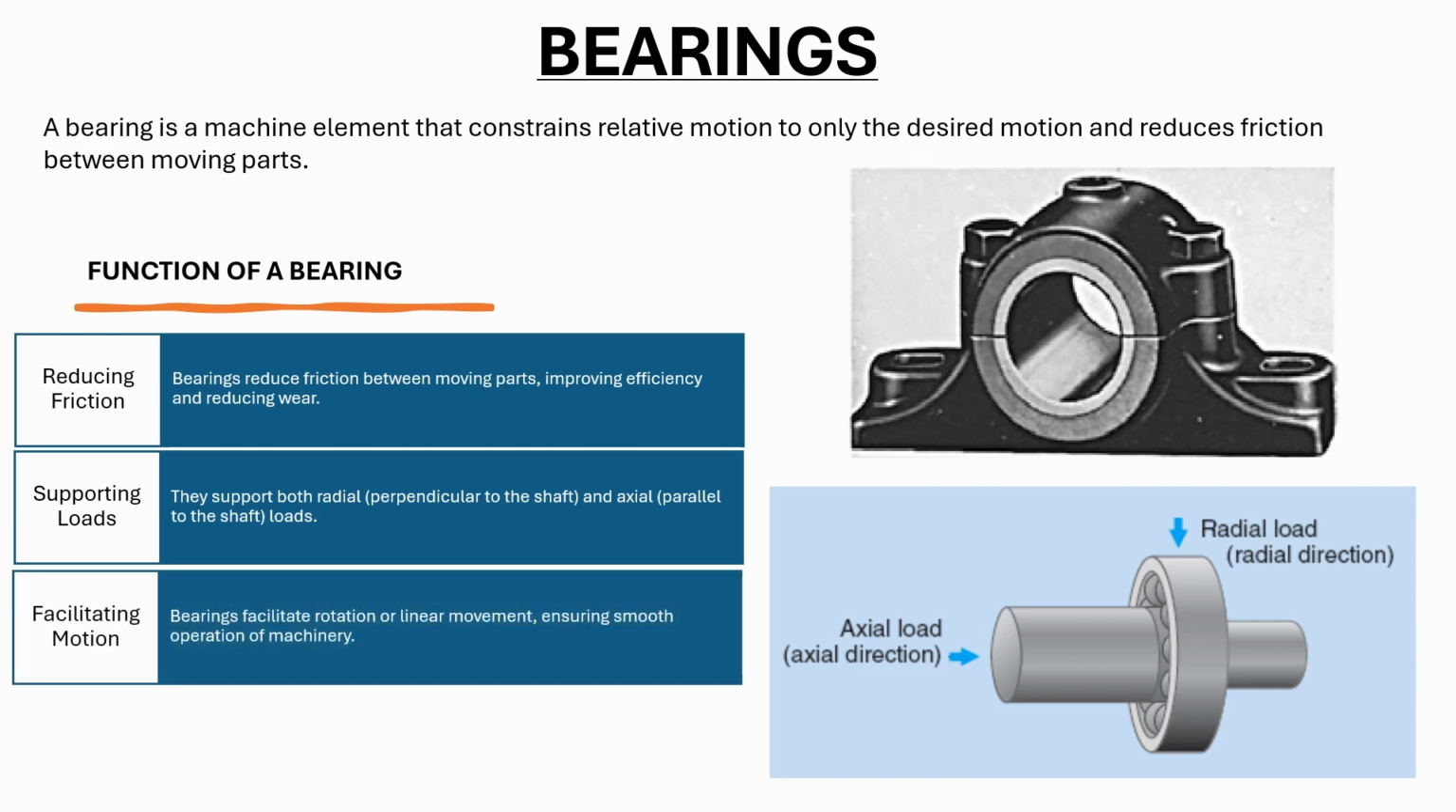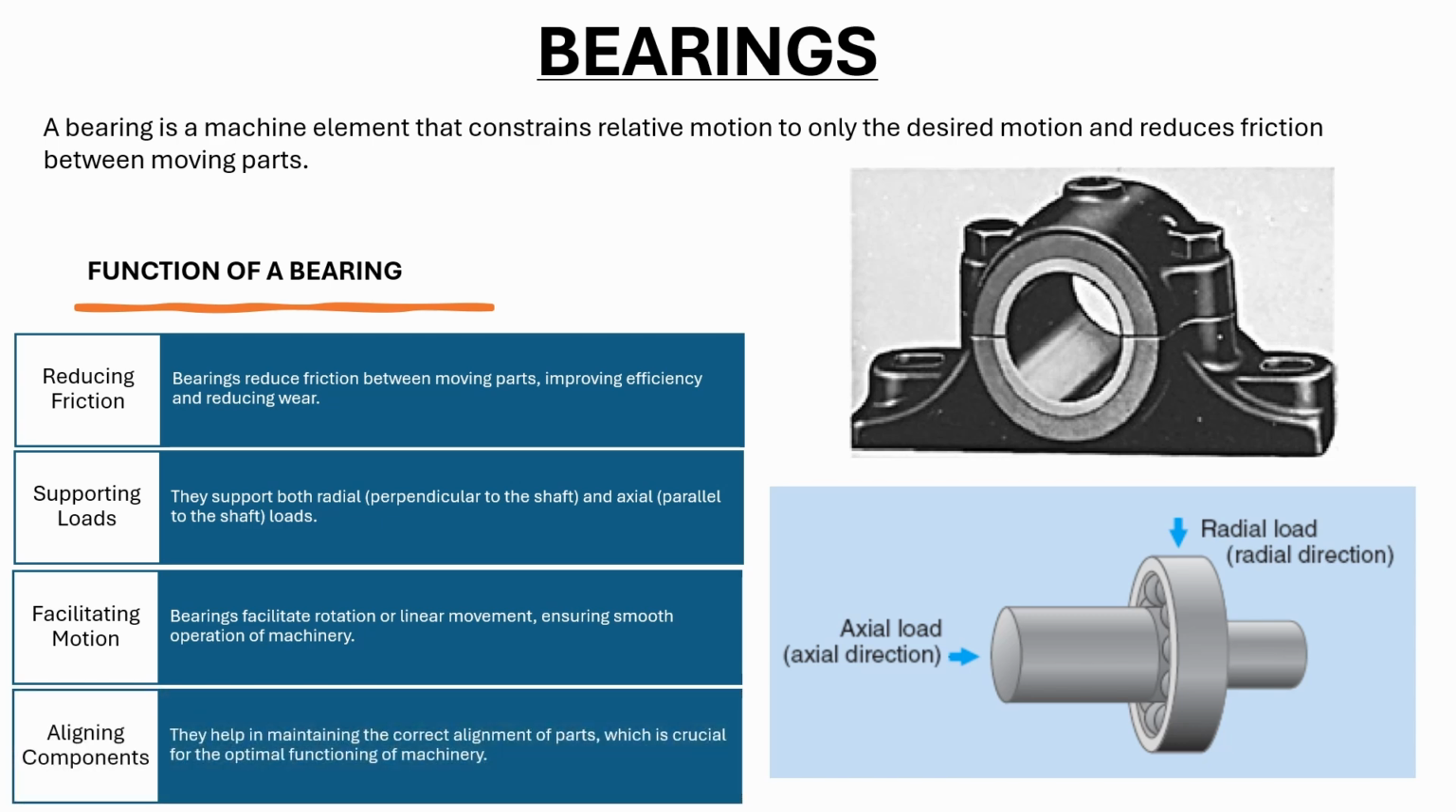3. Facilitating motion. Bearings facilitate rotation or linear movement, ensuring smooth operation of machinery. 4. Aligning components. They help in maintaining the correct alignment of parts, which is crucial for the optimal functioning of machinery.